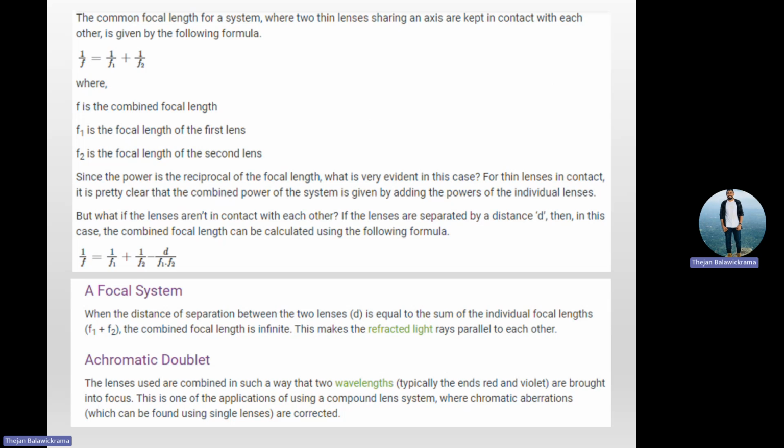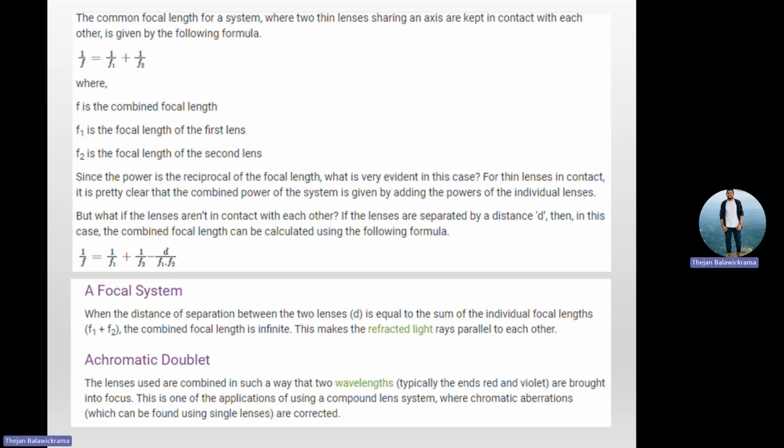Can you remember in electricity you learned resistances R1, R2, R3? The equivalent resistance. Can you remember? 1 over R is equal to 1 over R1 plus 1 over R2. Similar thing here.